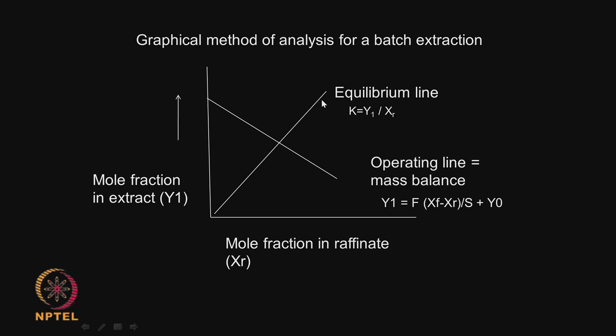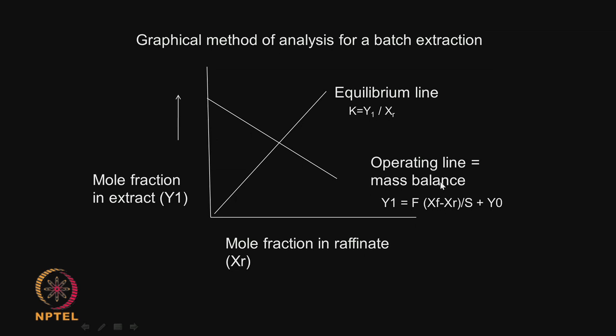In the graphical method for batch extraction, we draw a graph where we have on the x axis the mole fraction in the raffinate, and in the y axis we have the mole fraction in the extract. So, there are two lines that will come, one is the equilibrium line, that is K is equal to y1 by xr, and it will be a straight line passing through the origin. The other one will be the operating line which corresponds to the mass balance.